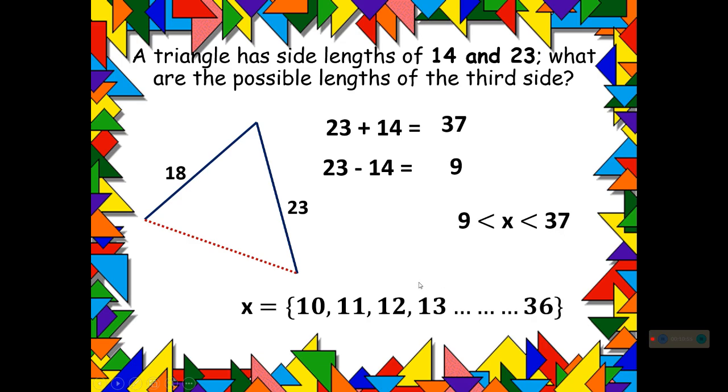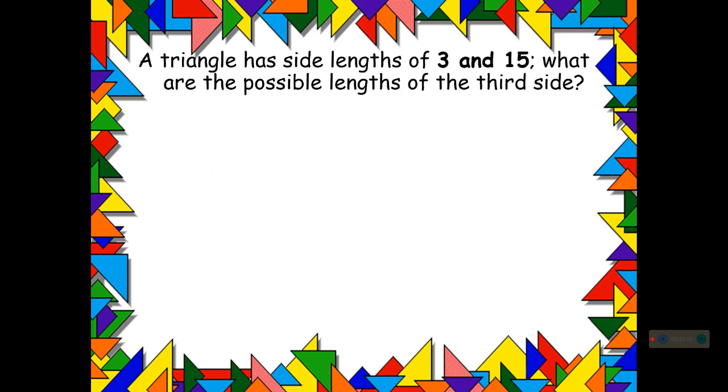And if you are going to find the values of x, your x will start from 10 because x is greater than 9. So it will start at 10 as a whole number, then 11, 12, 13, and so on and so forth until 36, because your x should be less than 37. Okay, question? Let's now have another one.